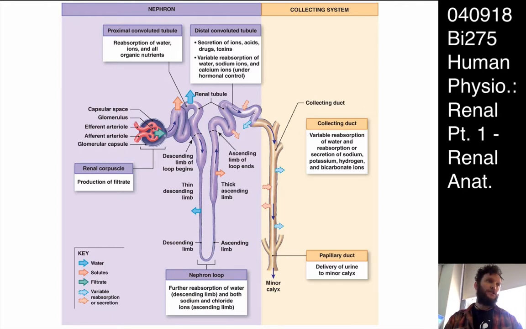And this is where we make what's called filtrate. We actually filter the blood. We'll see how that works in a bit. Within the renal corpuscle, the afferent arteriole enters the renal corpuscle and then branches into this complex knot of capillaries that we call the glomerulus.